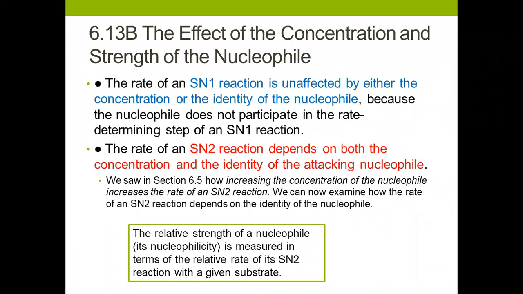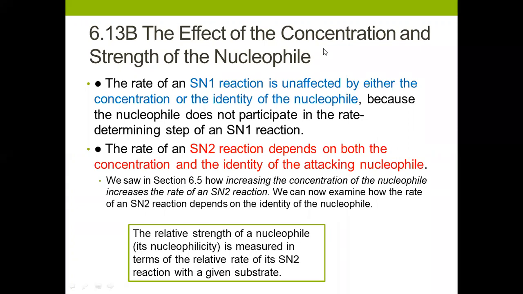So now we focus on, last time we talked about the effect of the substrate, which one would favor an SN1 and SN2 reaction. Now we also consider the effect of the concentration and strength of the nucleophile. Of course, you learned that SN2 being bimolecular, two molecules are being considered for the rate of the reaction. The nucleophile and the substrate both affect the rate of reaction.